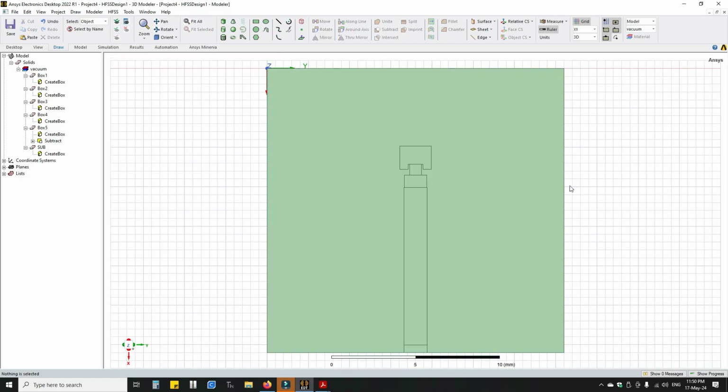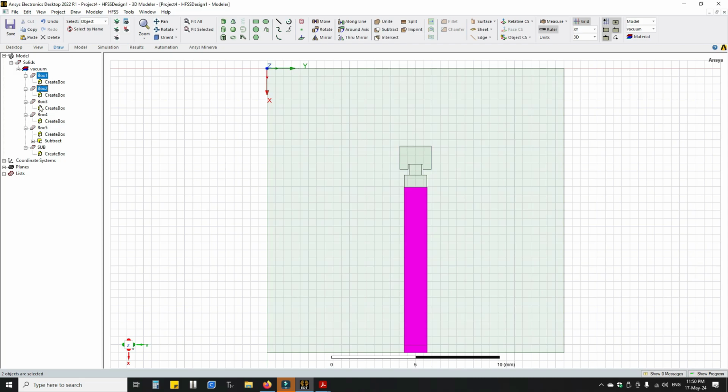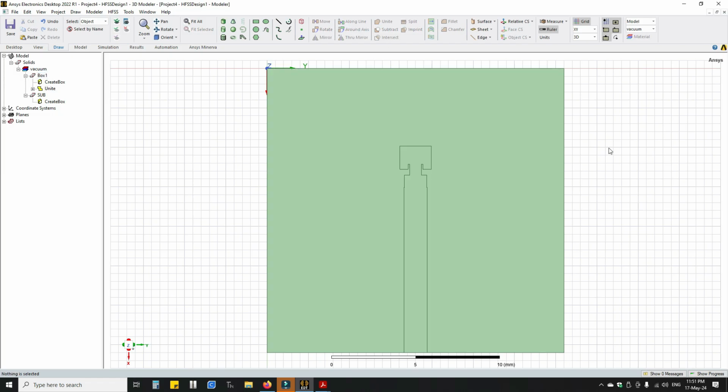Now I'm going to unite the entire box 1, box 2, 3, 4, 5. Unite. Here is your designed patch.